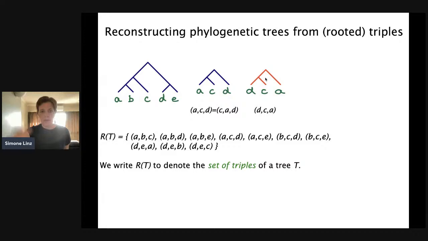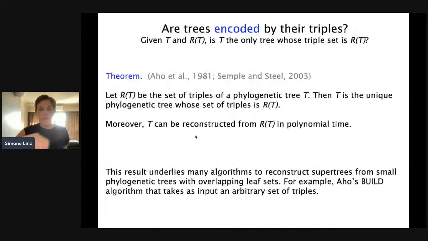Now, you can have your tree and you get all the triplets embedded or displayed by the tree. For this example here, we get this set of rooted triplets, which I call R of T. And this set will become more important throughout the rest of the talk. But for now, the point is that this triplet set actually encodes the tree.